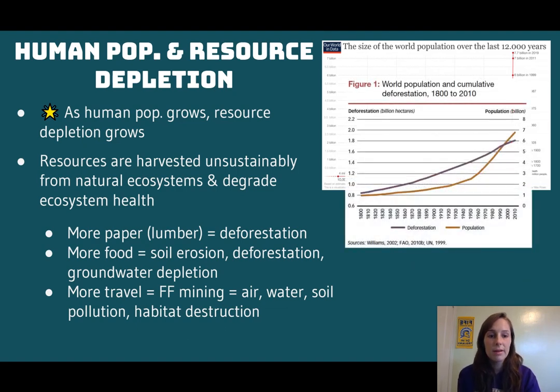So if you look at this graph here, this shows the world population and cumulative deforestation. So as the population is increasing, deforestation is also going to be increasing, which is going to lead to further resource depletion, less carbon dioxide coming out of the atmosphere, and just general decline in ecosystem health.